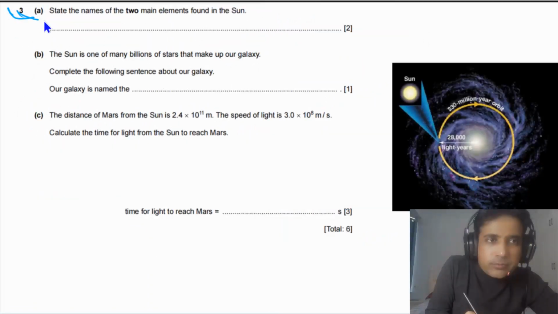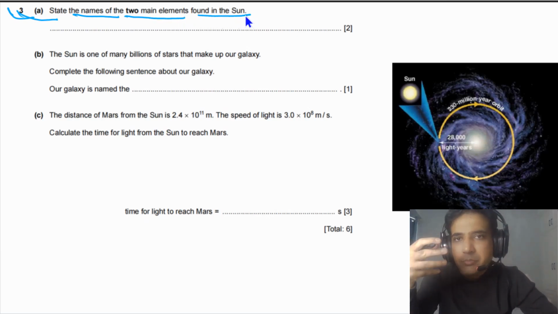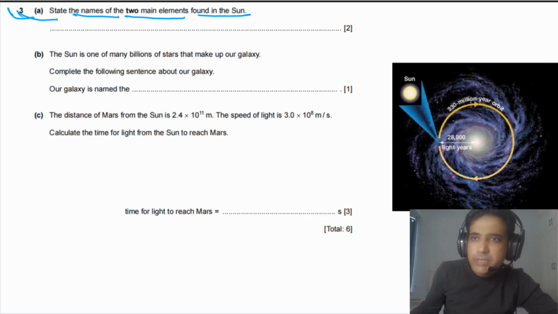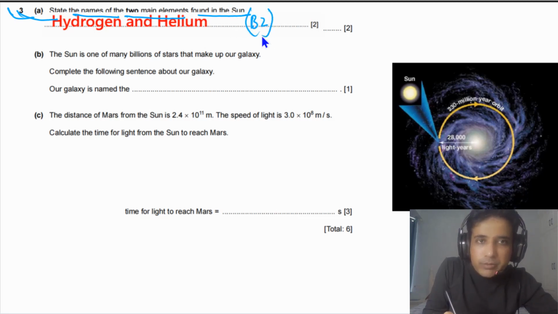For third question, part A, we need to state the names of 2 main elements found in the sun. Sun is mostly made of hydrogen and helium. So simply we can say sun is made of 2 main elements, and those elements are hydrogen and helium. And this question has 2 marks. If you have written hydrogen and helium, you will get 2 B marks.